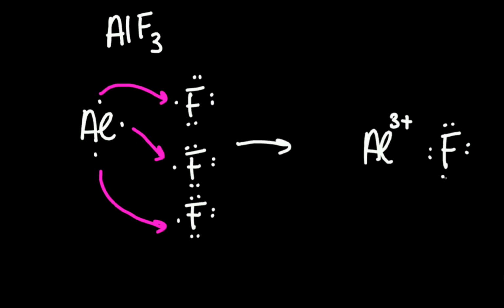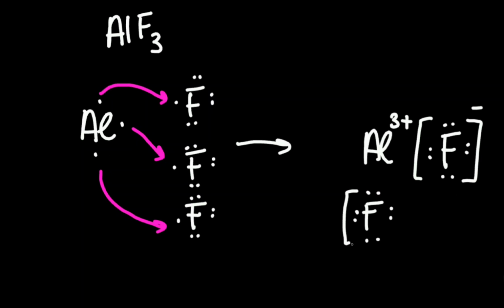Always represent how positive charges attract negative charges. That is how you write ionic bond formation.